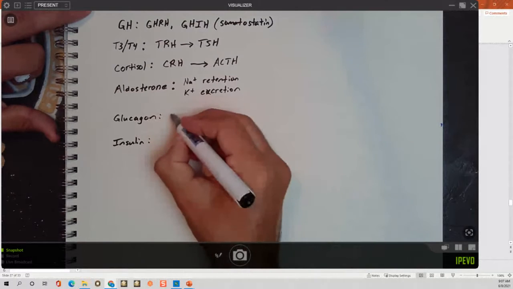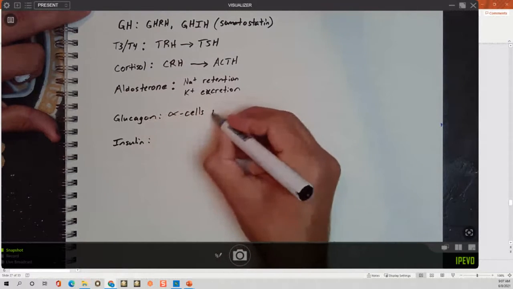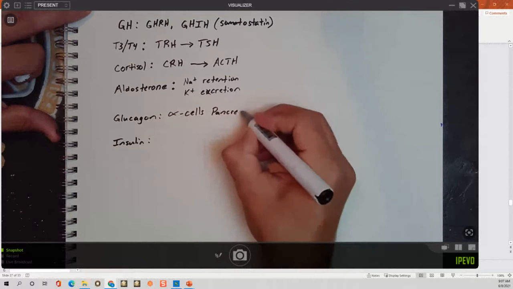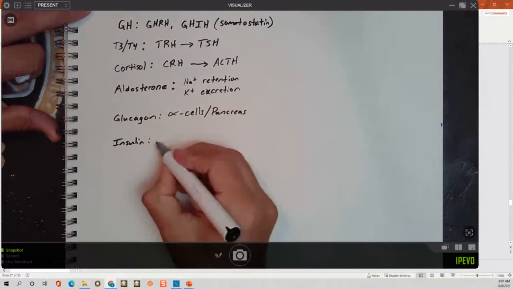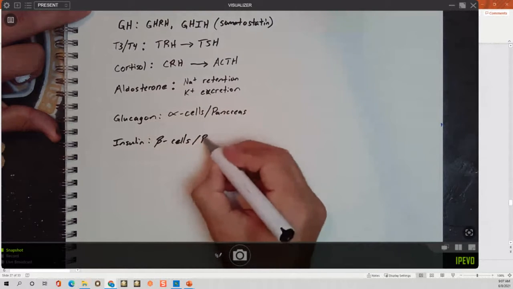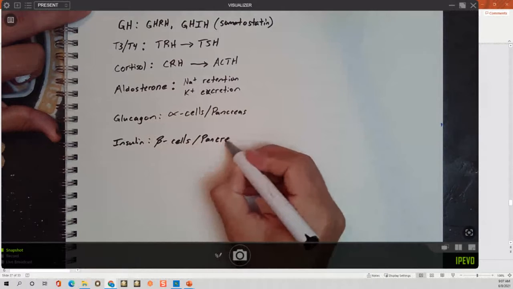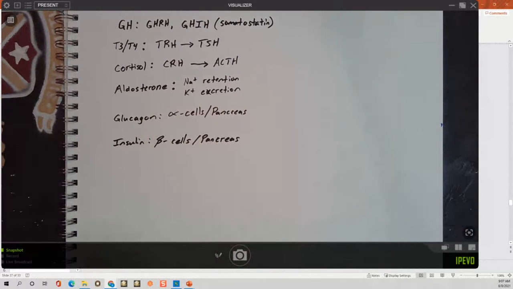So glucagon is secreted from alpha cells of the pancreas. We'll end up seeing what its stimulus is and its function today. And beta cells, those are the ones that secrete insulin. And of course, alpha and beta cells are on the islets of Langerhans. So the pancreatic islet cells.